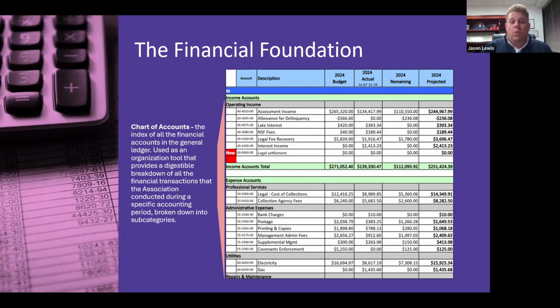So for boards, I want you, as you go into next year's budget cycle, to not only look at the figures that you have, but are those chart of accounts accurate to what you're looking to measure? Do you want to consolidate? Do you want to expand? My best practice is always to provide individual line items as best as possible.